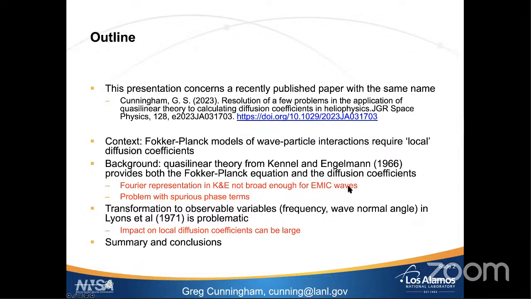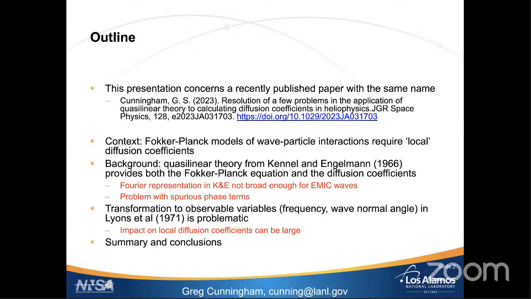I'll provide a high-level overview of how Kennel and Engelmann in their 1966 paper derived quasi-linear theory. My focus here is to help you understand the implications of the Fourier representation used by those authors, which actually may not be general enough to handle, for example, EMIC waves, where more than one frequency can be associated with the same wave vector. There's also a notational problem in Kennel and Engelmann concerning what we call spurious phase terms.